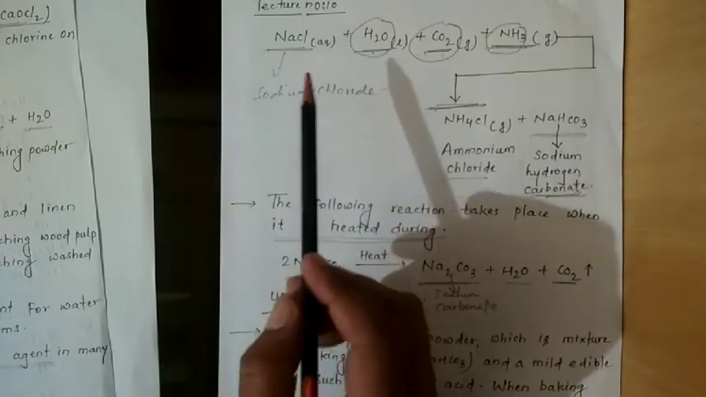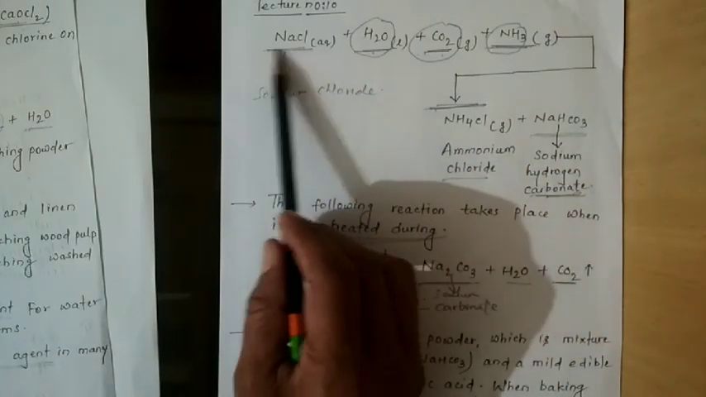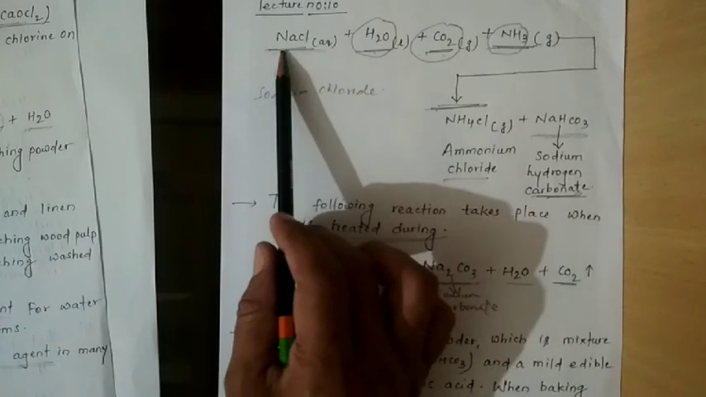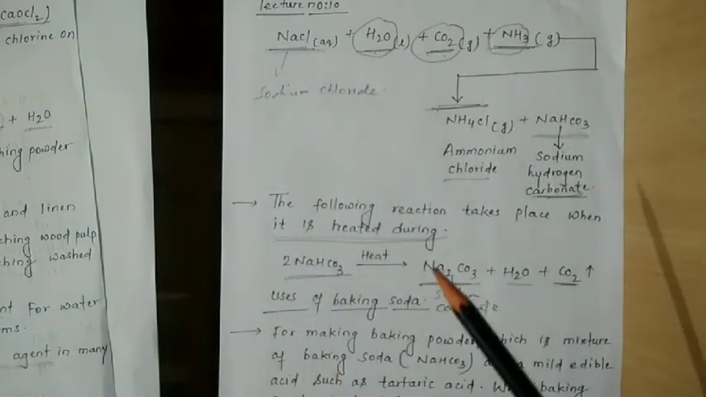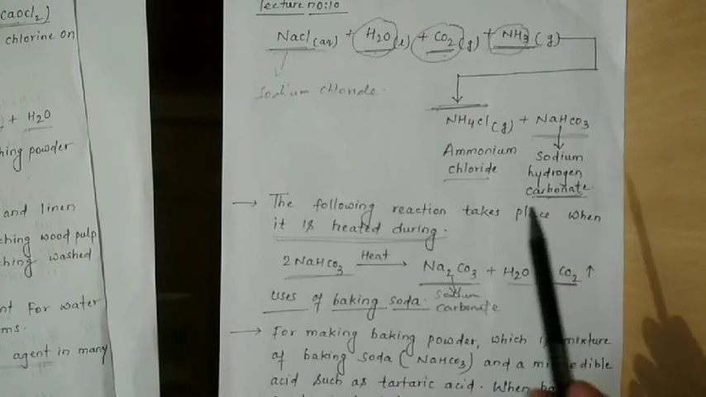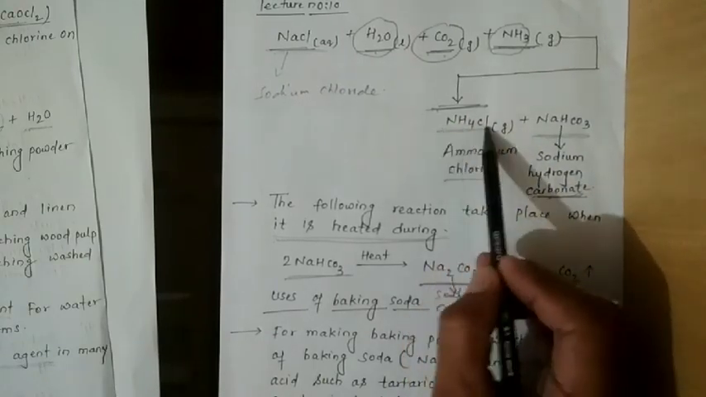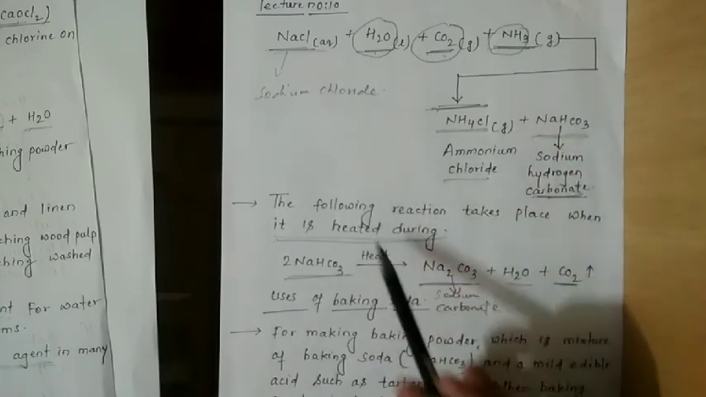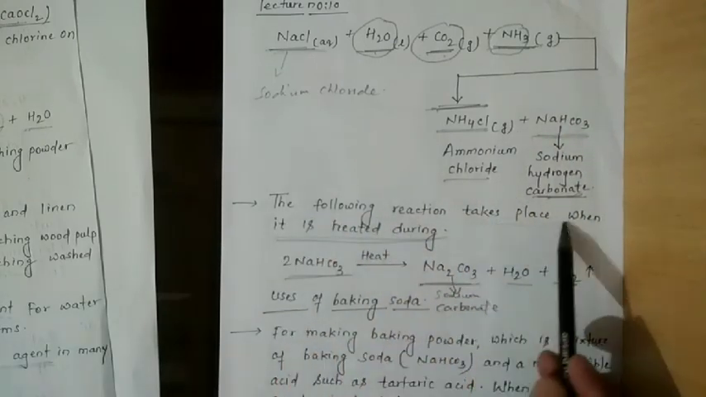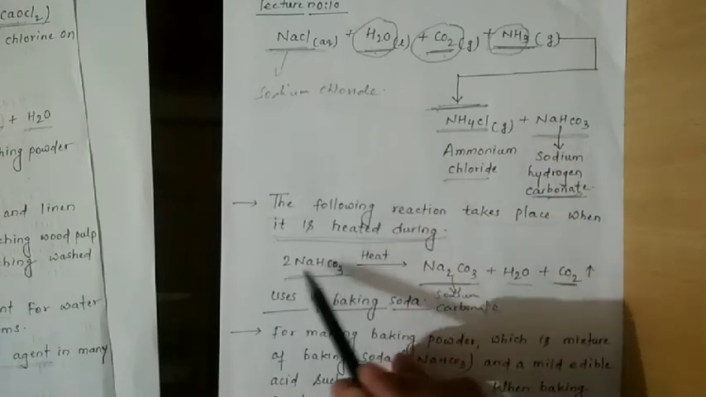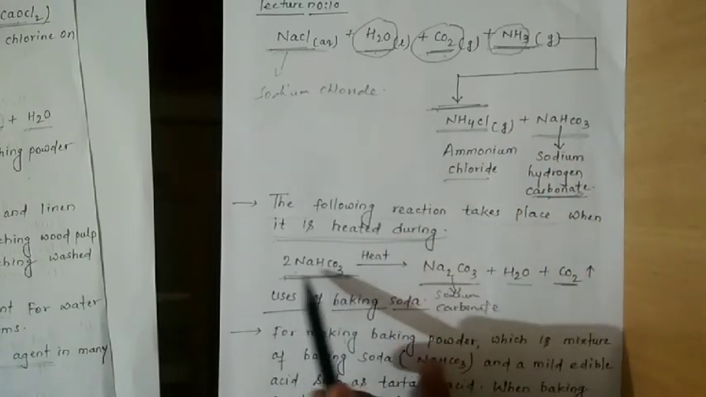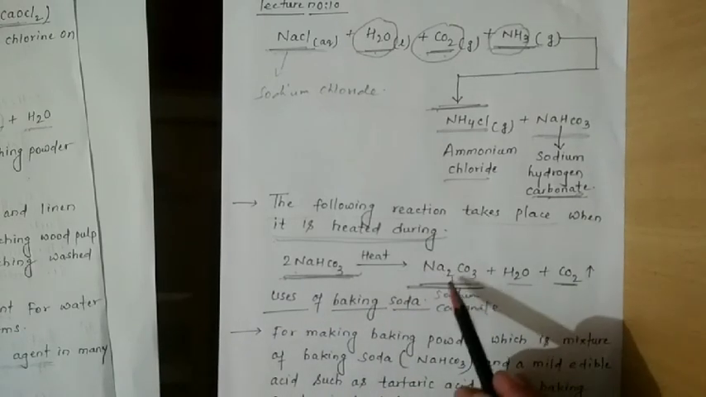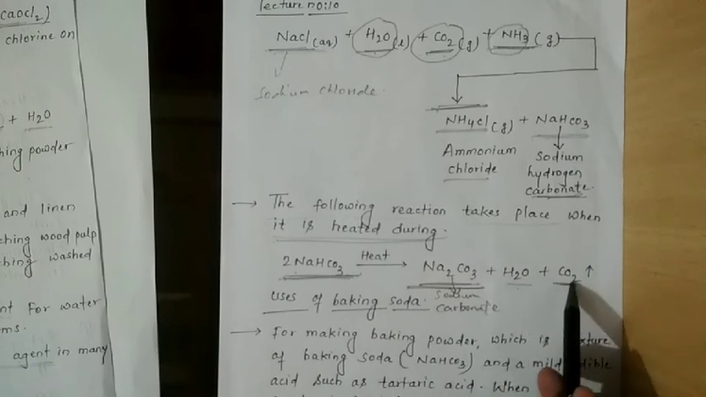Once again, the raw materials needed for preparing baking soda are NaCl, H2O, CO2 and NH3 gas, which are passed through, and we get ammonium chloride and sodium hydrogen carbonate. When sodium hydrogen carbonate is heated, we obtain sodium carbonate, and water and carbon dioxide are evolved as gas.